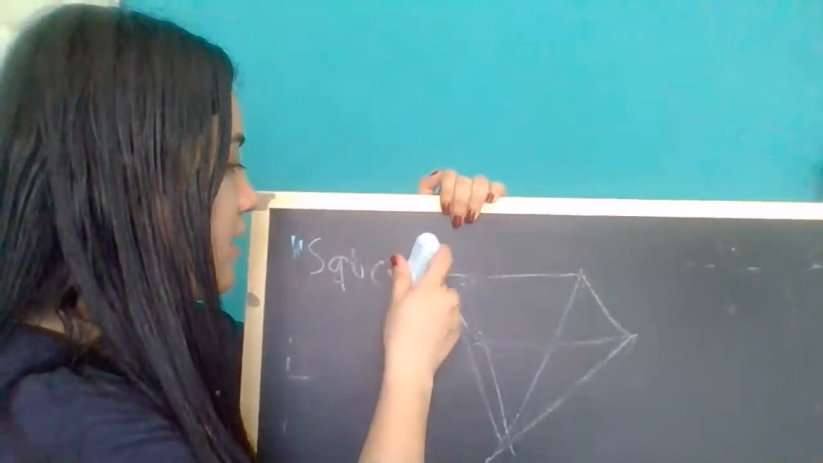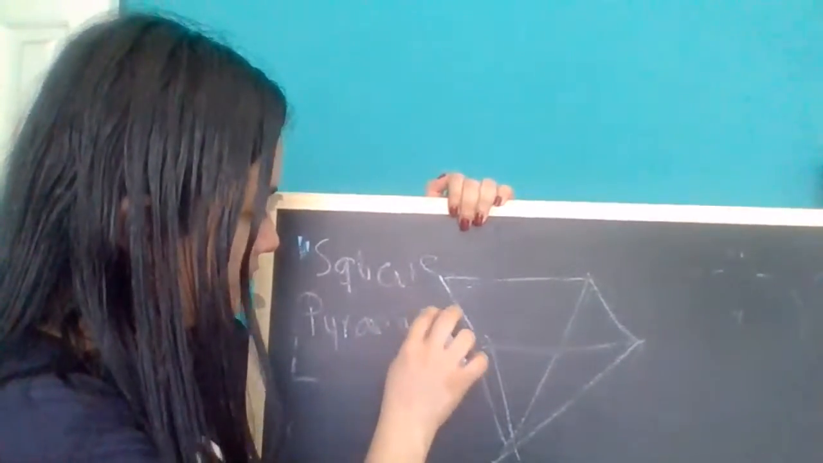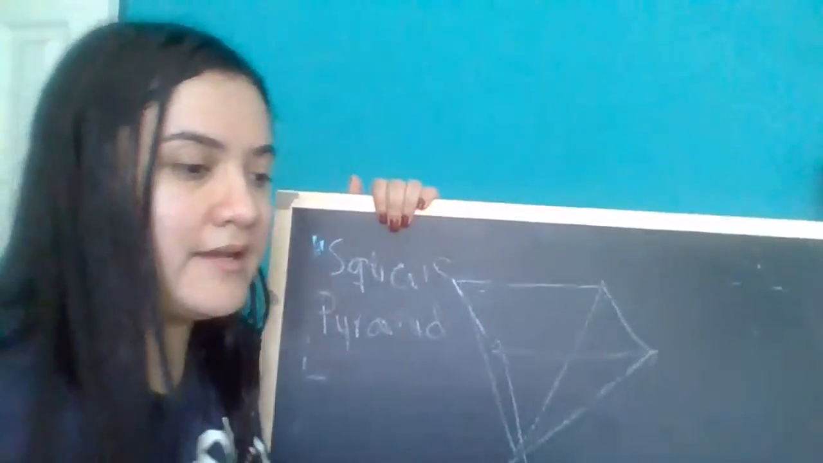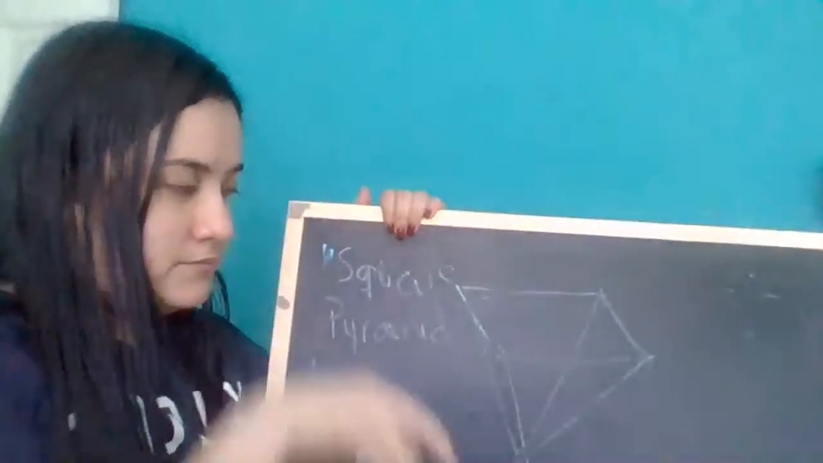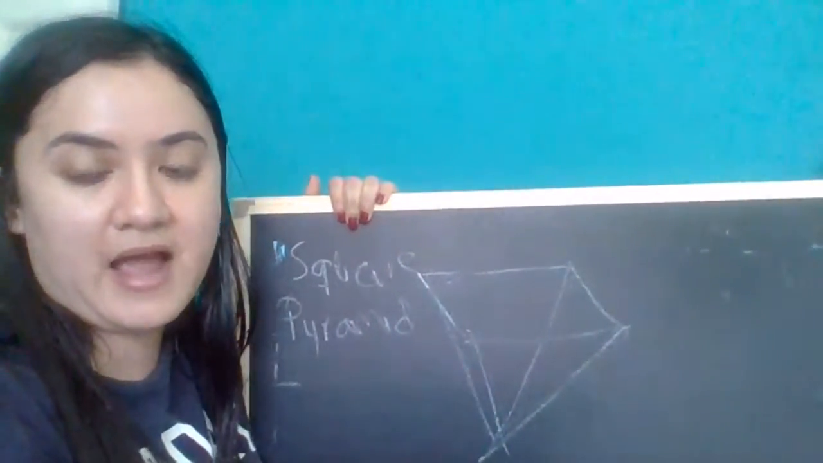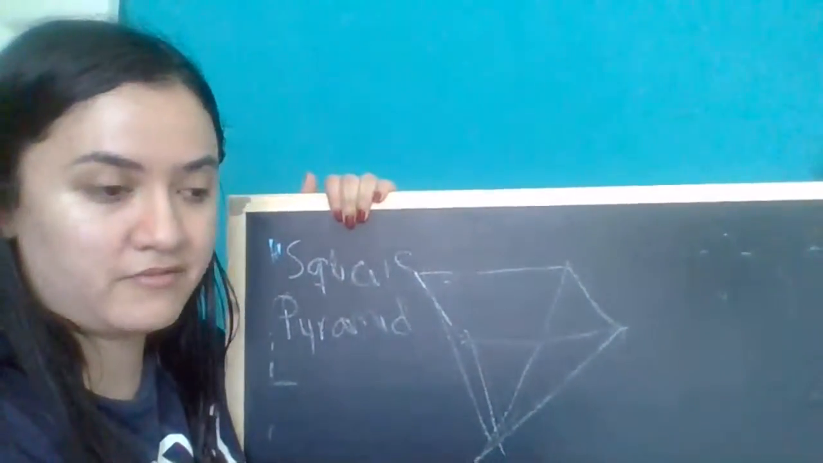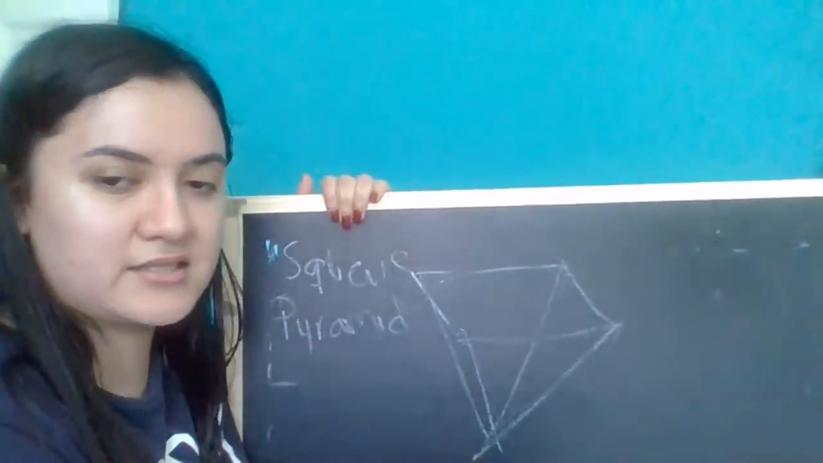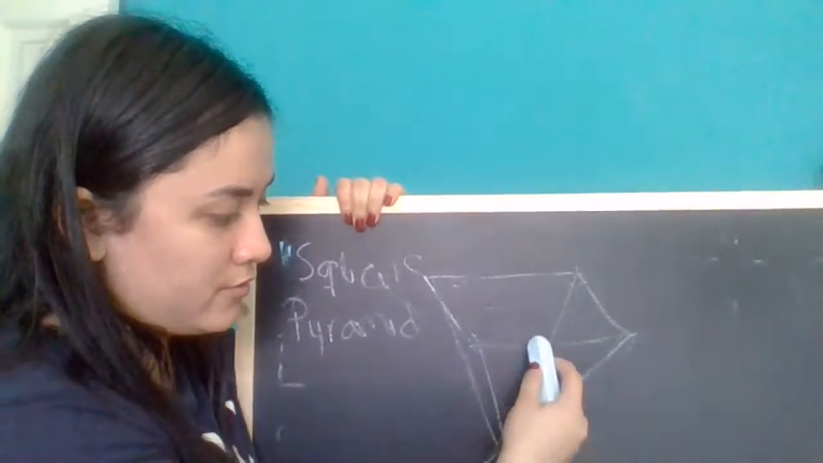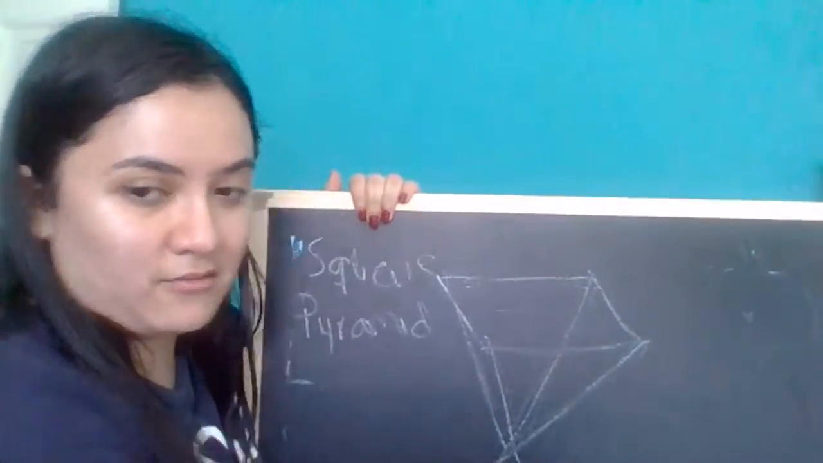Okay, so this is a square pyramid, right? It's a square pyramid. Now tell me, how many faces does this square pyramid have? Remember that faces are like sides. How many faces does this have? 1, 2, 3, the one in the back 4, 5, and only 5.